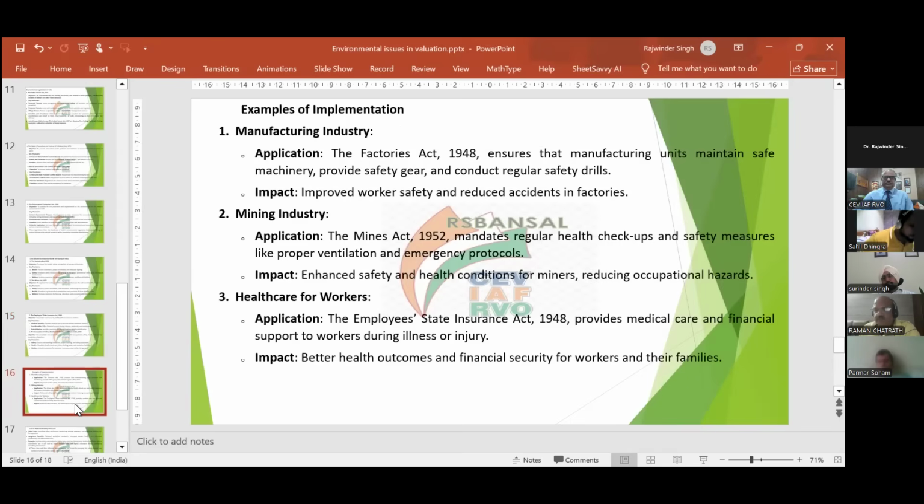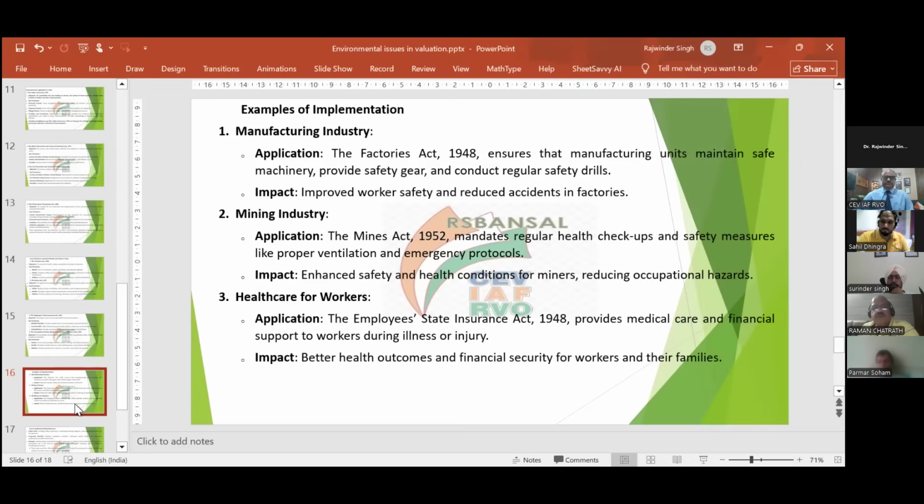Examples where these acts are implemented: in manufacturing industries, the Factories Act 1948 ensures that manufacturing units maintain safe machinery, provide safety gear, and conduct regular safety drills. Its impact is that it improved worker safety and reduced accidents in factories. Then in the mining industry, the act which is applicable is the Mines Act 1952. It mandates regular health checkups and safety measures like proper ventilation and emergency protocols. It results in enhanced safety and health conditions for miners, reducing occupational hazards.